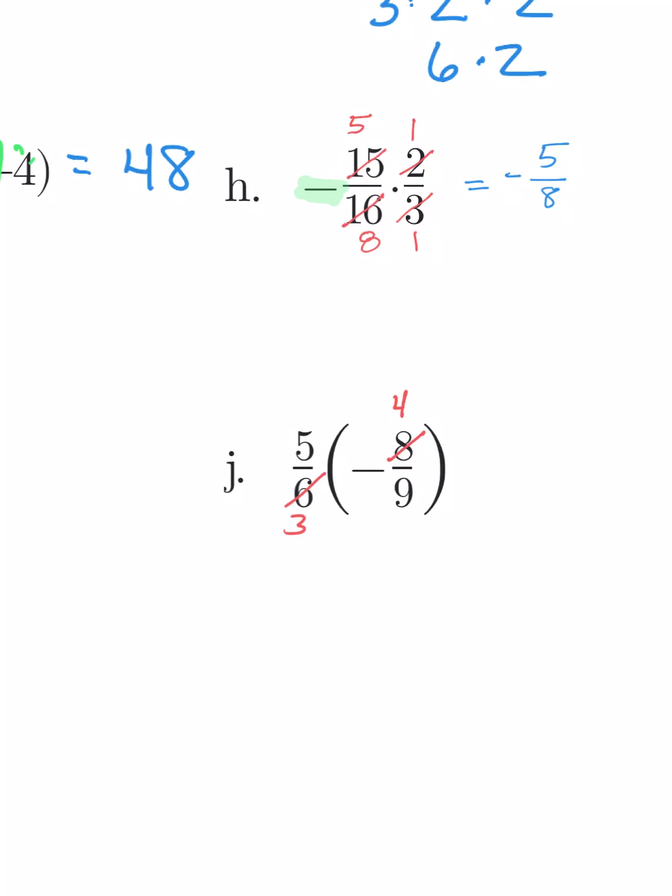As that's all that cancels out, we can now go ahead and multiply straight across. We get 5 times 4 is 20 over 3 times 9 is 27. I still have 1 negative, and so I want to put a negative with my final answer. So our final answer is negative 20 over 27.